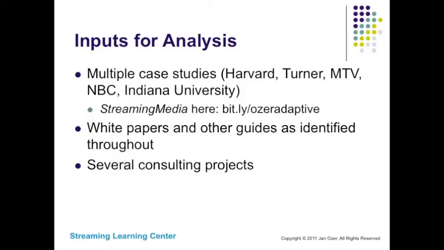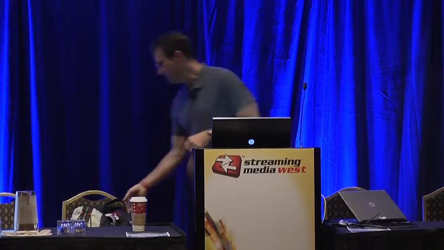So the inputs for the analysis we're going to go through: multiple case studies, and I spoke to Harvard, Turner, MTV, NBC, Indiana University. If you go to bit.ly/OzerAdaptive, you can find the article that I wrote. The article turned into a chapter in this book. It's a little bit more work, but a lot of the basics we're going to talk about are in that article. I'm also going to talk about the other resources that I used, and it's something I've been consulting on more and more, so there's some real-world input there as well.